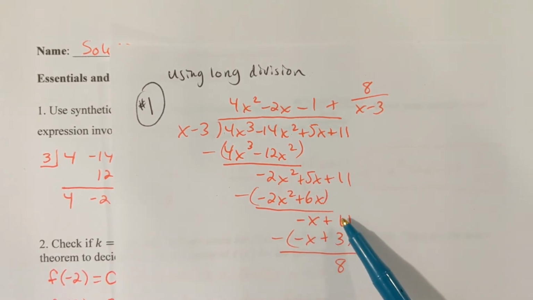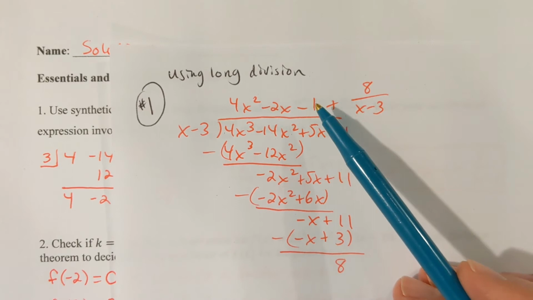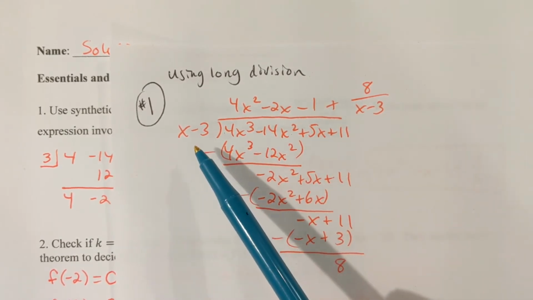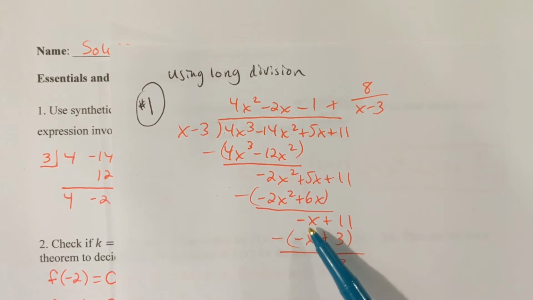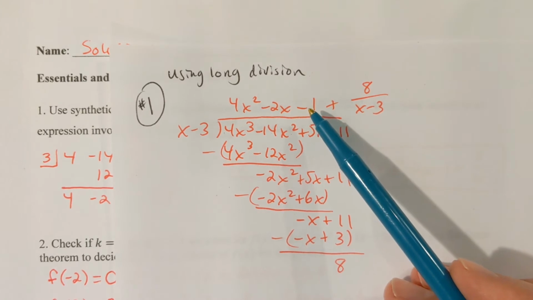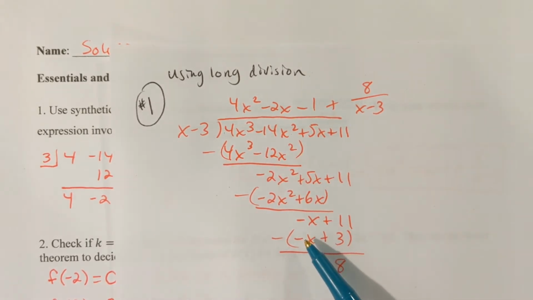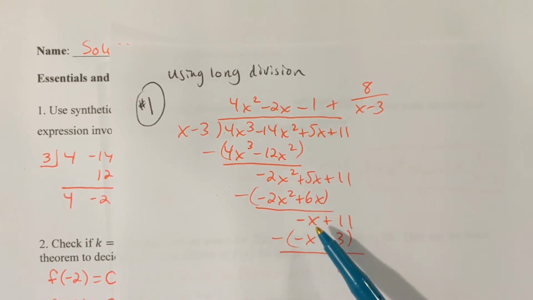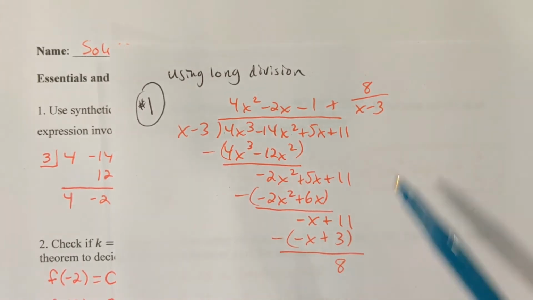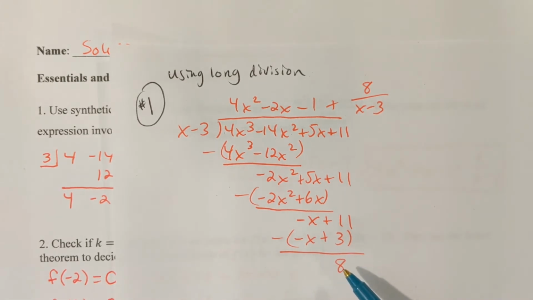You can bring down the plus 11 and divide one more time, it looks like. So if we think of an expression such that when we multiply by x minus 3, the leading term is a negative x, we're going to want a minus 1 there at the end, because negative 1 times x minus 3 is negative x plus 3. Those leading terms match. Again, we're subtracting. Negative x plus x is 0. 11 minus 3 is 8, so 8 would be my remainder.